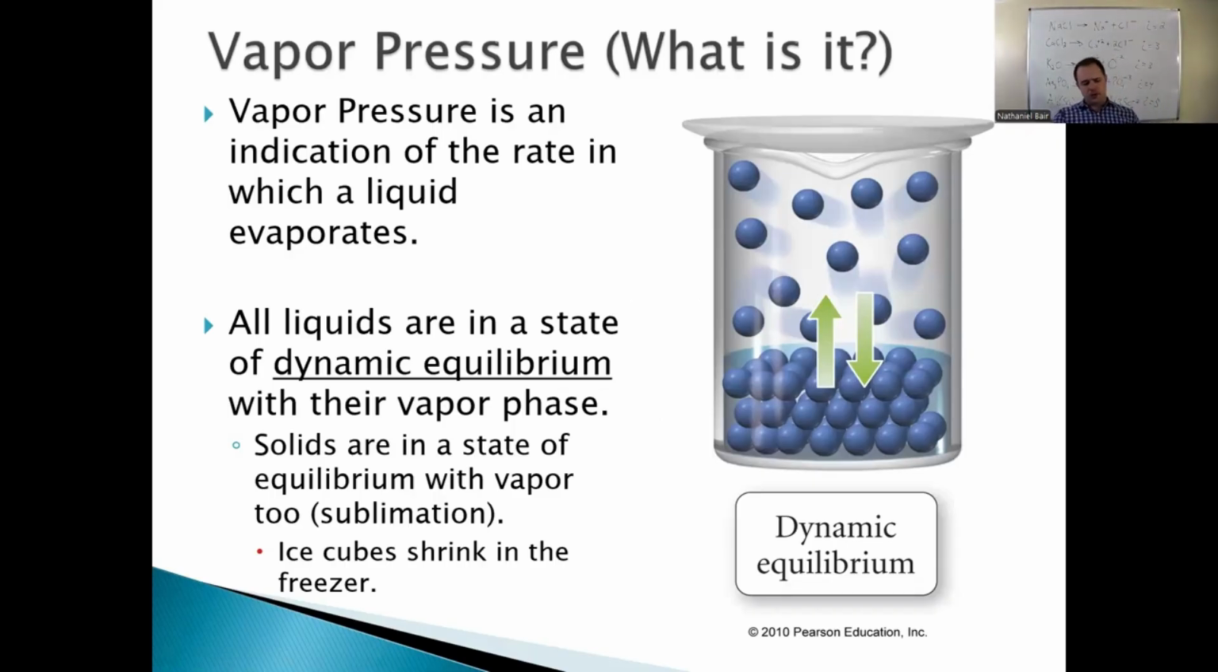What is vapor pressure? Let's start with that. Vapor pressure is kind of like how volatile something is and how quickly it evaporates. Now, of course, because this is chemistry, we've got to have a slightly more complex definition.